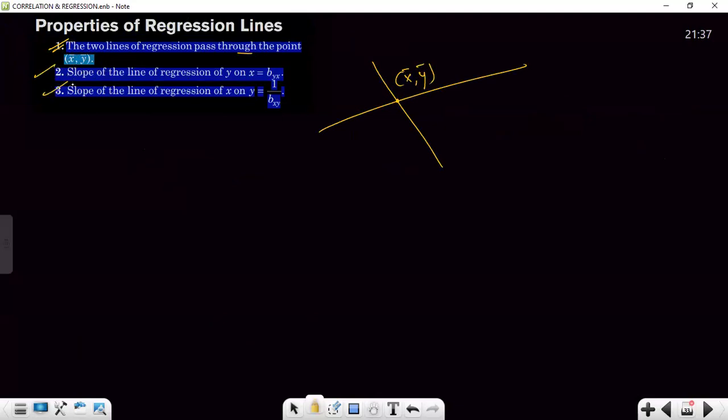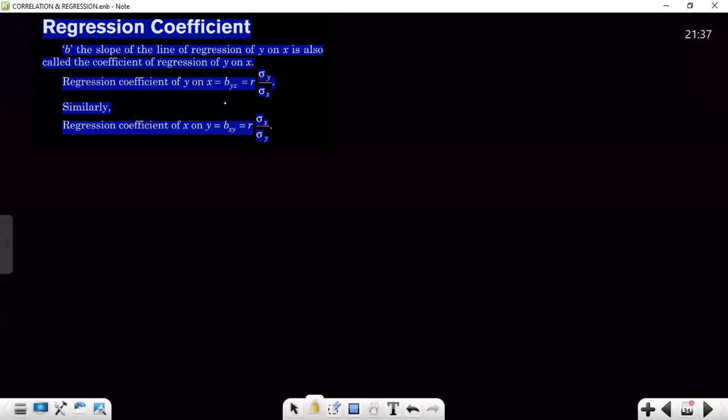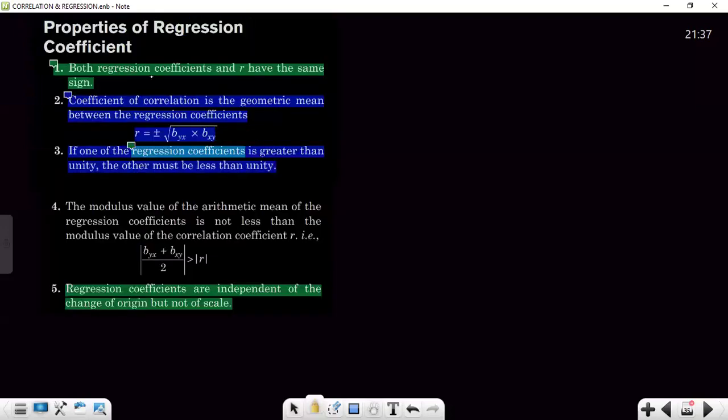Okay, we have talked about this. Regression coefficient: this is the regression coefficient of x over y, and y over x. Properties: both regression coefficients and R have the same sign. We have talked about it. The coefficient of correlation is the geometric mean. We have talked about the relation.